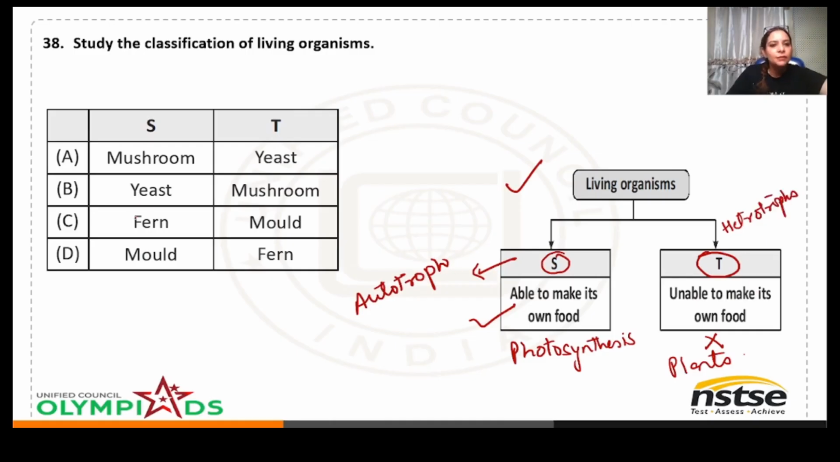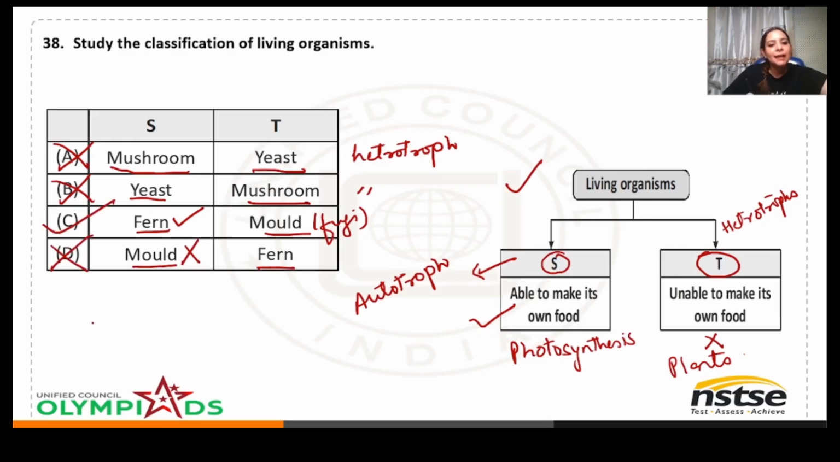Now referring to these options, we need to predict which one is S and which one is T. In option A, it is mushroom and yeast. Let me tell you no to this because they both cannot make their own food. They fall in the category of heterotroph, meaning they can't prepare their food. Option B says S as yeast and T as mushroom. Again no, same reason, because both of them are heterotrophs. None of them can make their own food. C says fern and mold. Mold is also one kind of fungi, and all fungi cannot make their food, and fern can make it. Okay, D, mold and fern. It cannot be mold, because S is basically an autotroph.